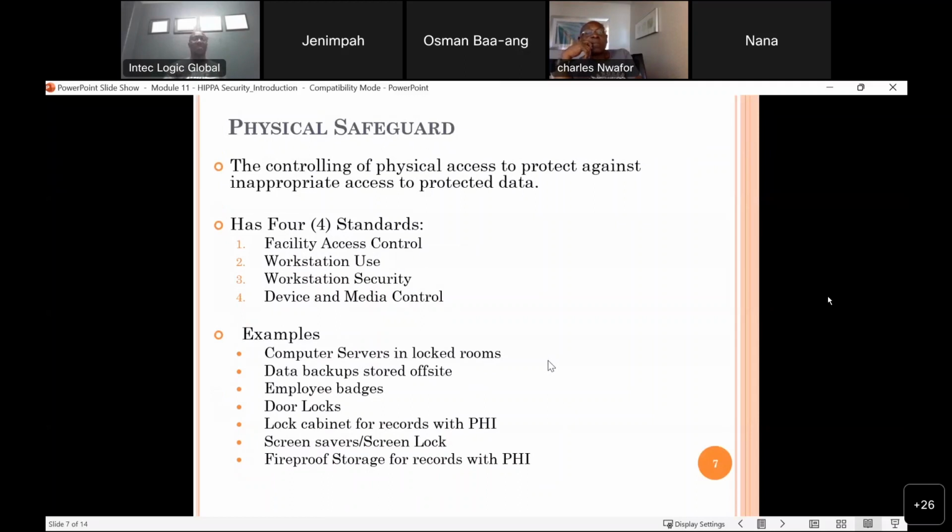So then we have physical safeguards, right? Whenever you hear about physical, it's more like physical safeguard or physical control. It's more about the day-to-day measures to secure your environment, like locking your door, locking your files. That's what physical talks about.